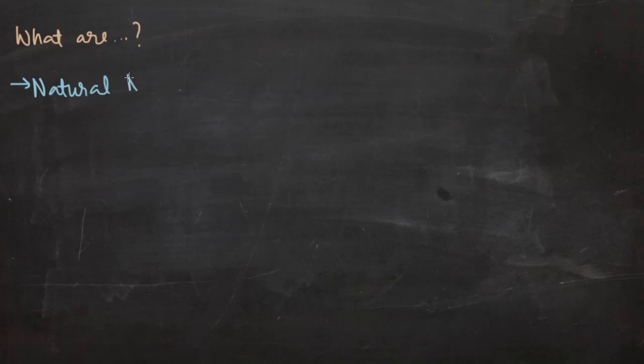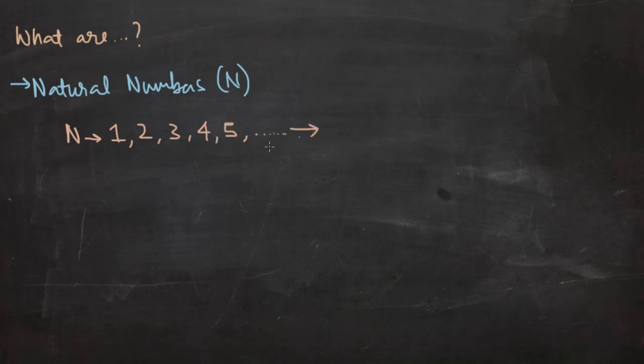So let's start off by asking a few questions. The first one would be, what are natural numbers? Natural numbers are denoted with the letter N, and they make up the set of numbers that begin with the number 1 and move forward with a difference of 1. So 1, 2, 3, 4, 5 and so on, extending to infinity.